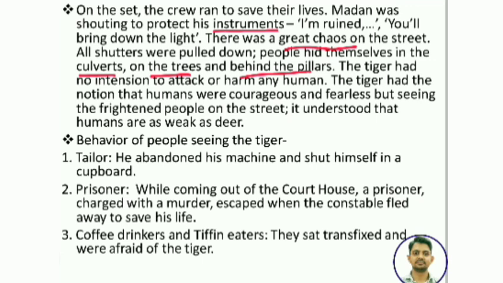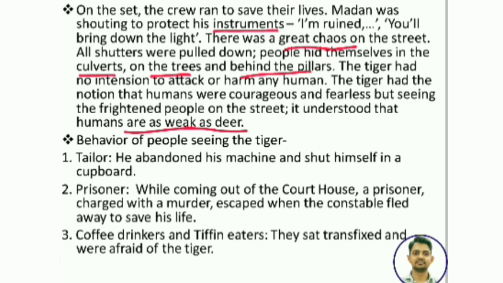But the tiger learned one thing about humans. When the tiger was inside the cage, either in the shooting set or in the circus, it used to think that human beings must be very courageous, because they could sit and control animals like the tiger. But when the tiger was outside of the cage and roaming freely on the street, it understood that human beings were nothing, just as weak as deer. Like other animals which are afraid of the tiger, human beings are the same.